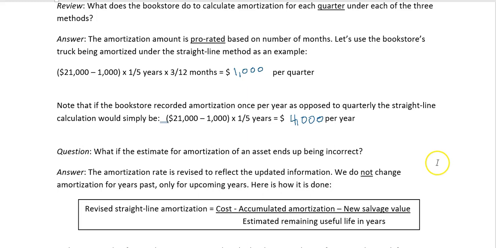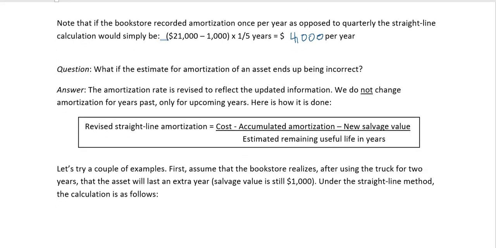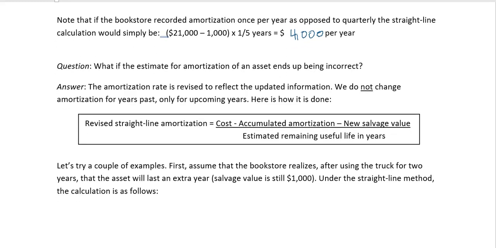We didn't do that for the truck. We used a computer for that example, earlier in our notes, for straight line. So here comes a good question. What if the estimate for amortization of an asset ends up being incorrect? Answer: the amortization rate is revised to reflect updated information. We do not change amortization for years past, only for upcoming years.